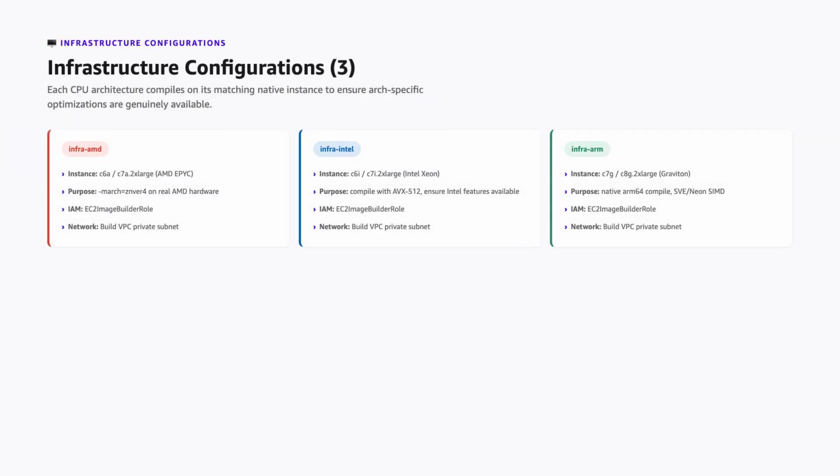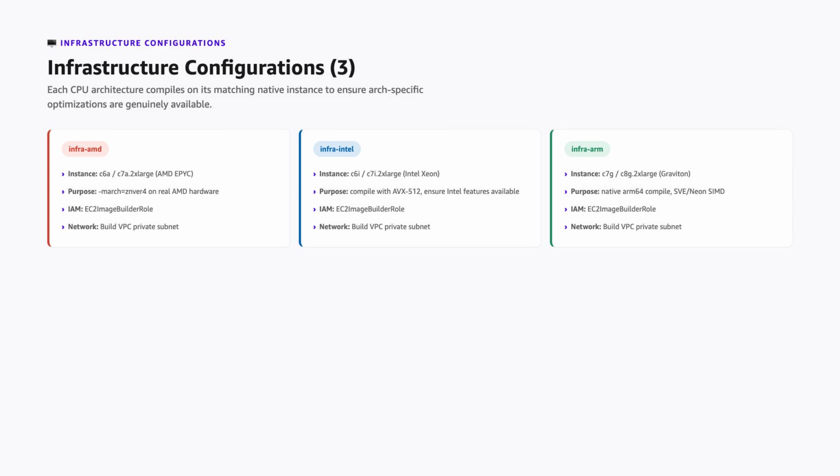3 infrastructure configurations, 1 per CPU family, and this is where the compile natively principle becomes concrete. The official documentation describes infrastructure configuration as the settings for the EC2 instances Image Builder launches in your account to customize images and run validation tests. So we make those instances match the target architecture.